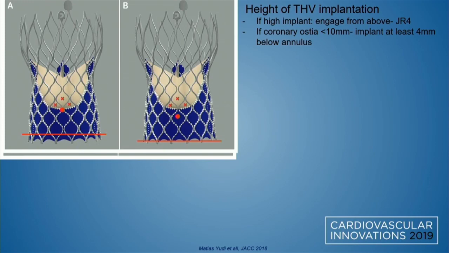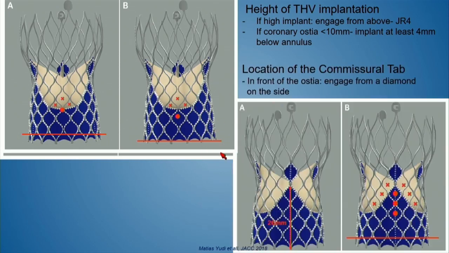So if we go closer, the height of valve implantation is really important. Normally, we implant them at 3 to 5 millimeters below our annulus. And so if it is a high implant, as you see here, and if the coronaries are low, then your skirt might just be in front of your ostia, and so you're coming in from either a diamond on the top, or just on the sides. So if the coronary ostia are less than 10 millimeters, the implant has to be at least 4 millimeters below the annulus. Now, what about the location of the commissural tab?